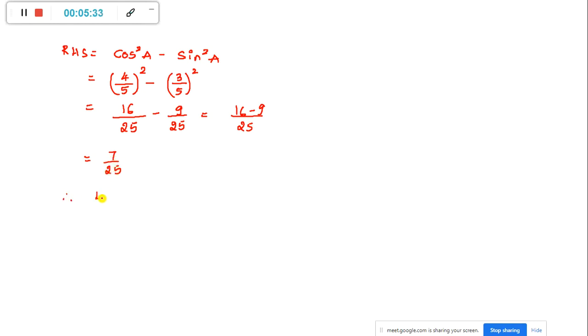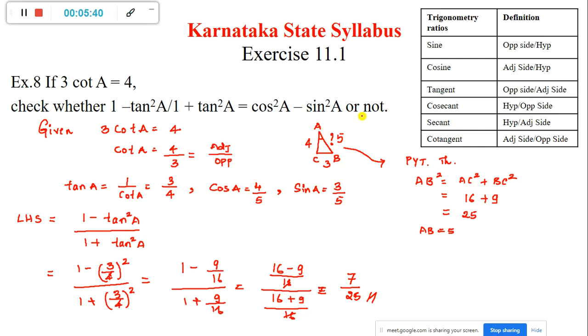Therefore the LHS and RHS values are equal. Hence what I should write here is that these two are equal. The answer is yes, they are equal, right? So this was all about 11.1. If you have any doubt, please let me know.